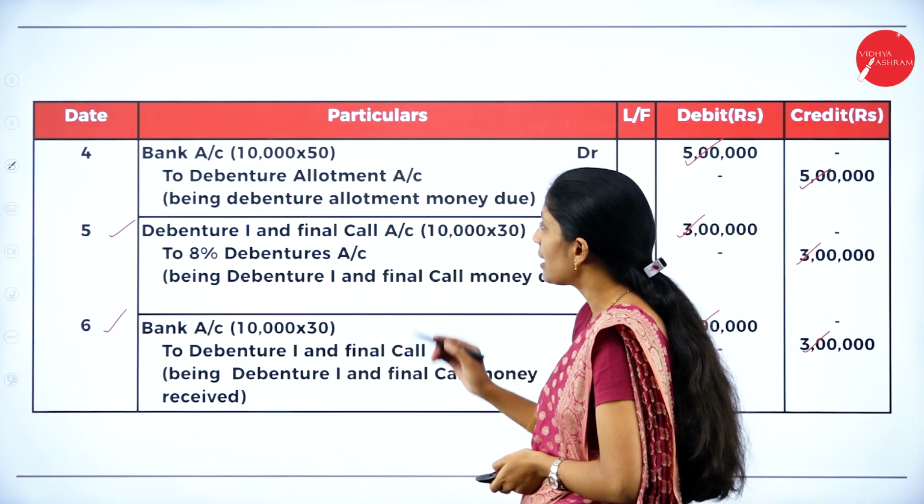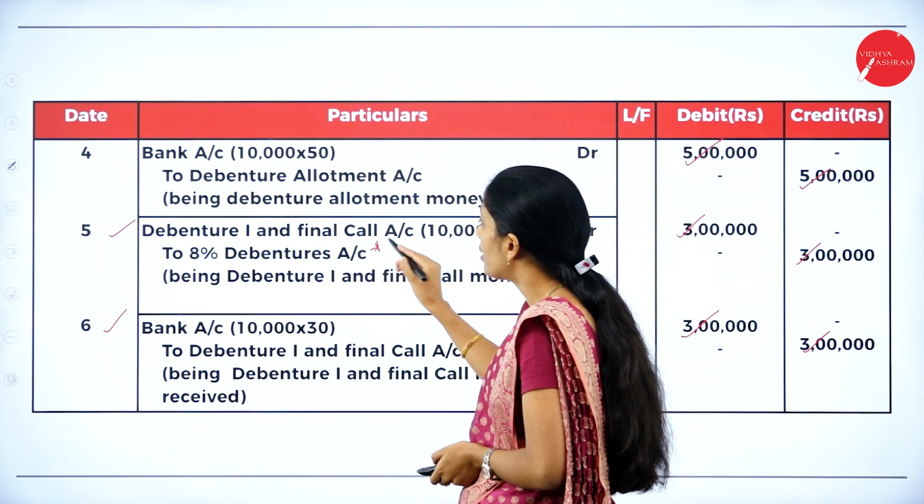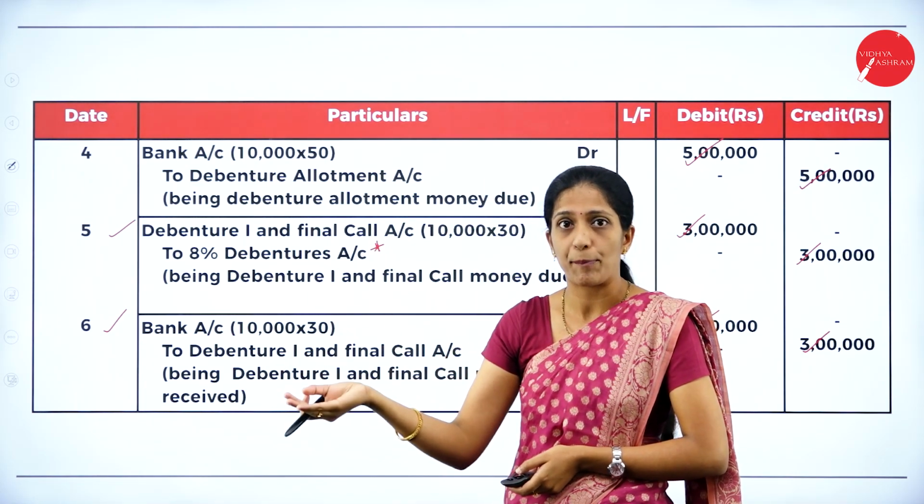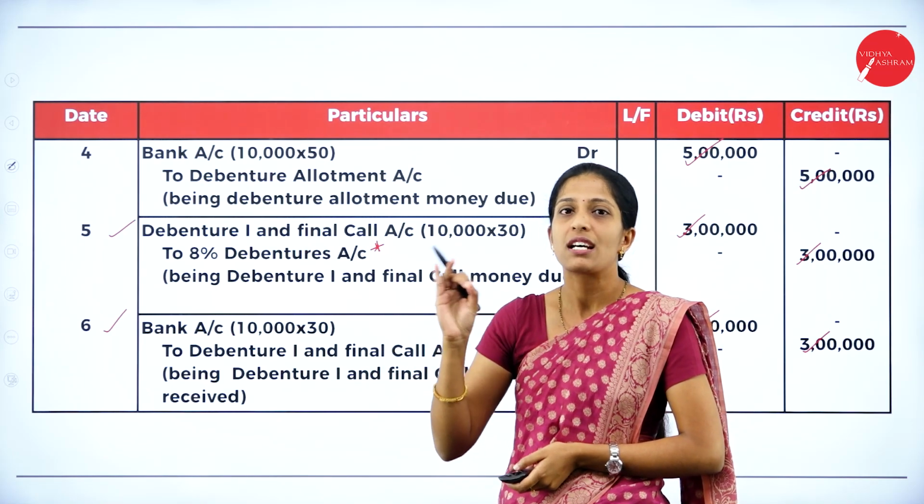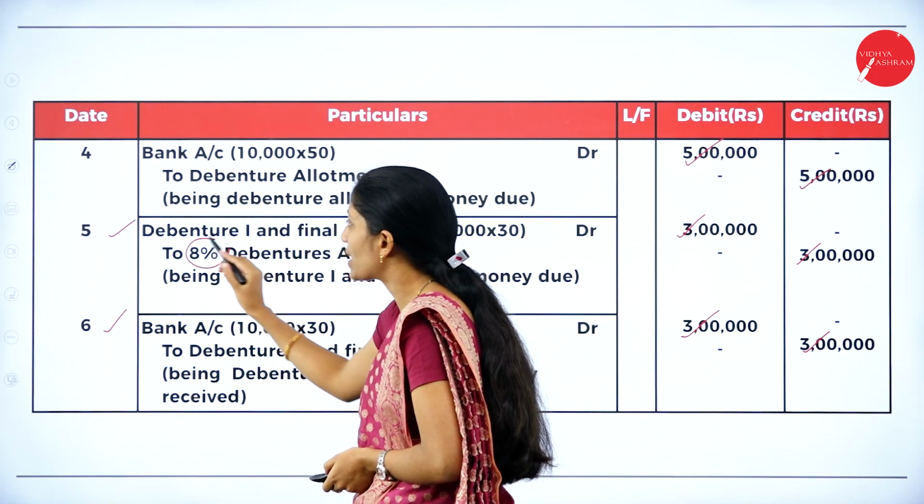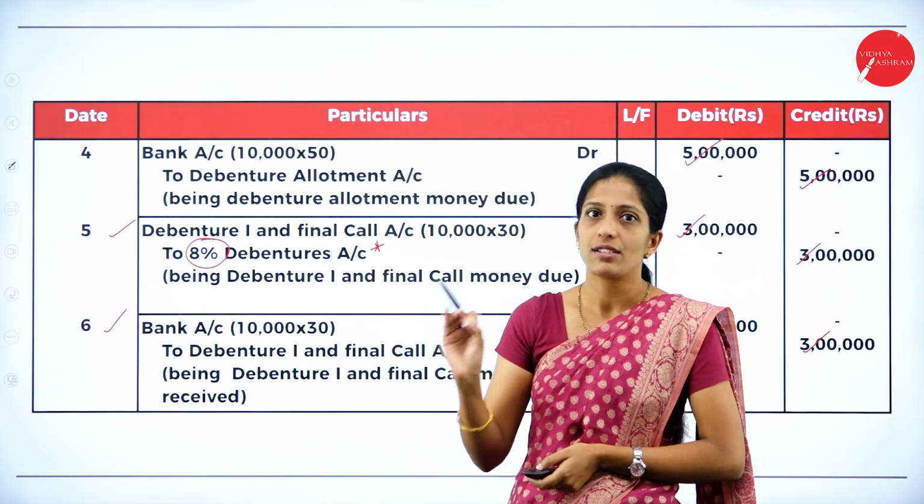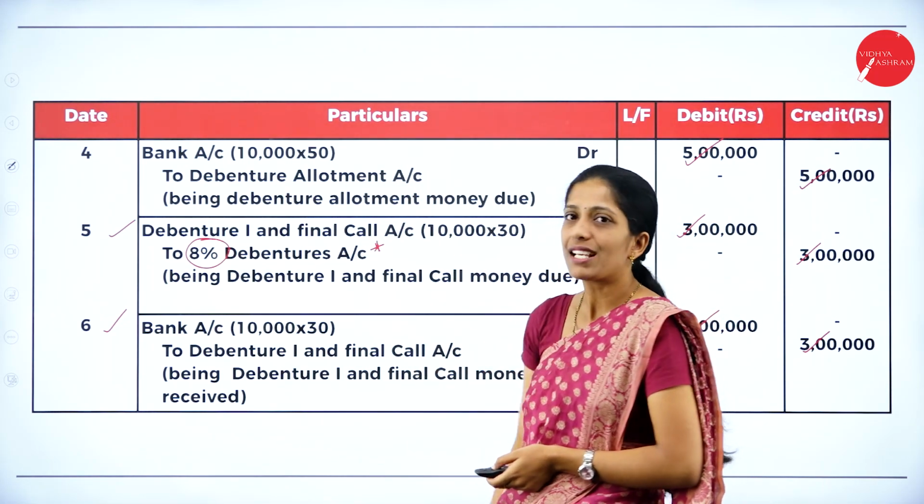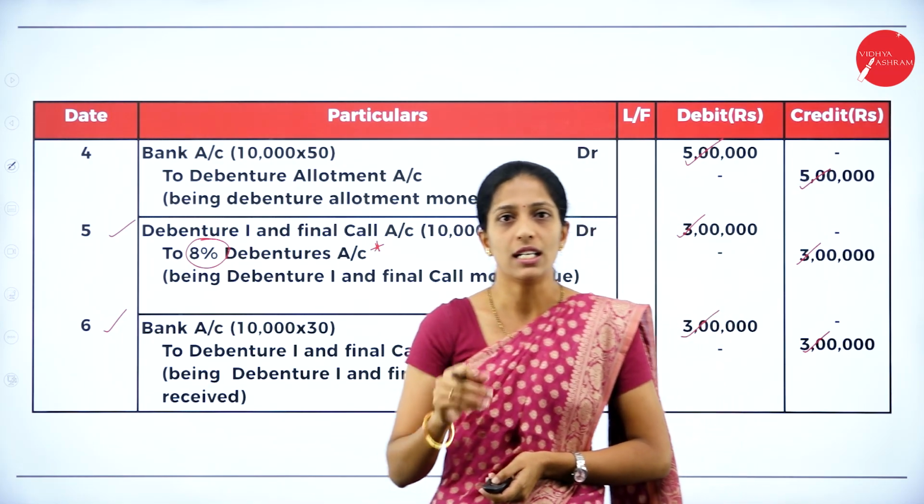But make sure that here in the shares you will transfer to share capital, but here you have to transfer to the respective debentures account. Okay, and make sure that you write this percentage also along with the entry. Okay, so this will be a 6 marks easy problem on debentures.